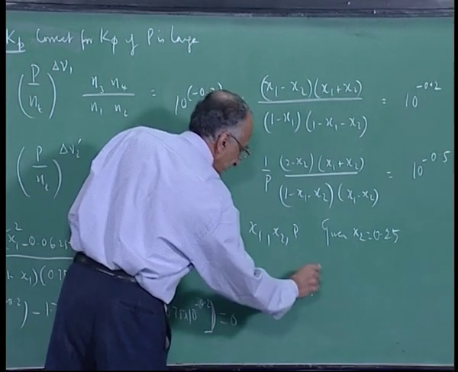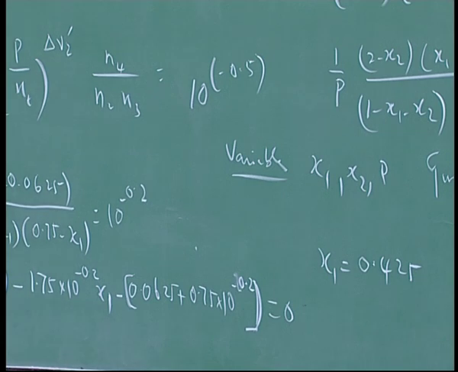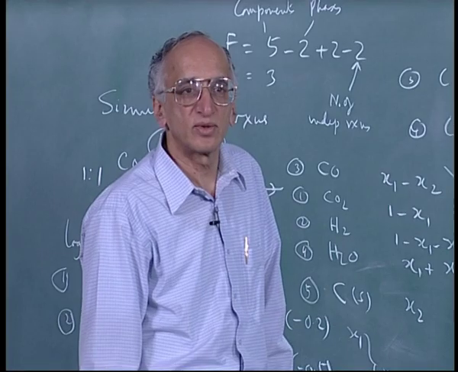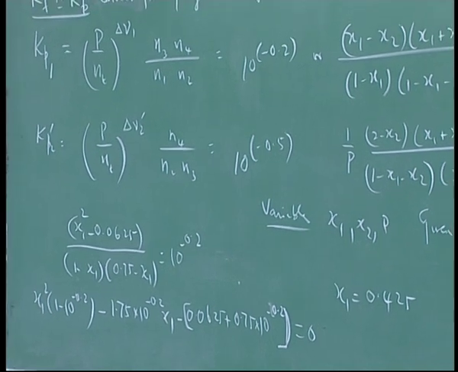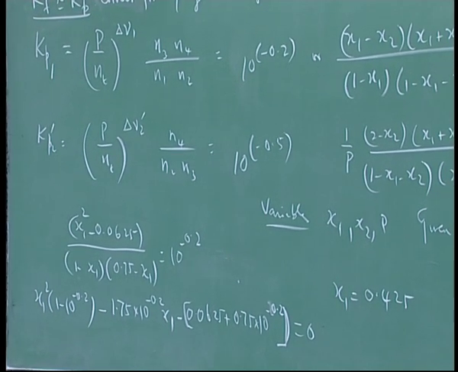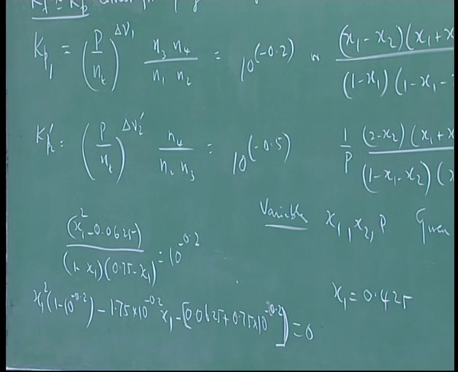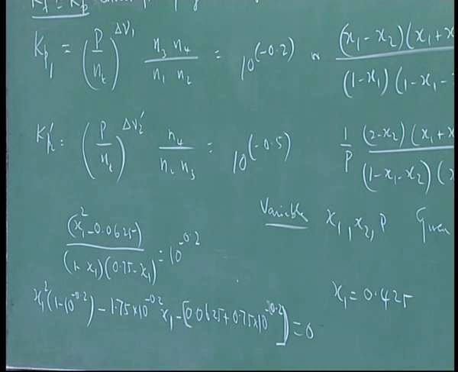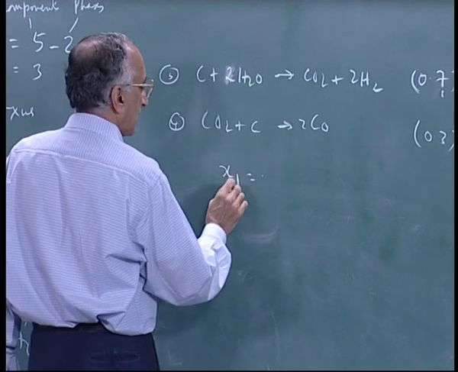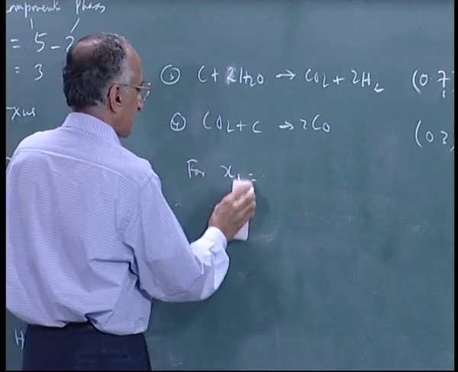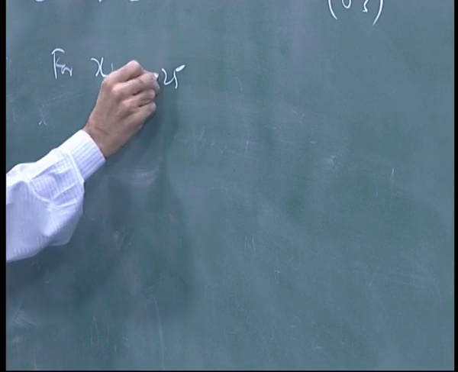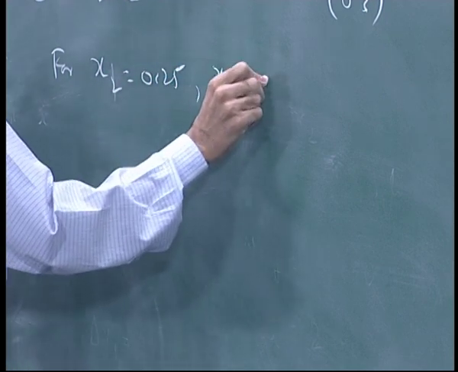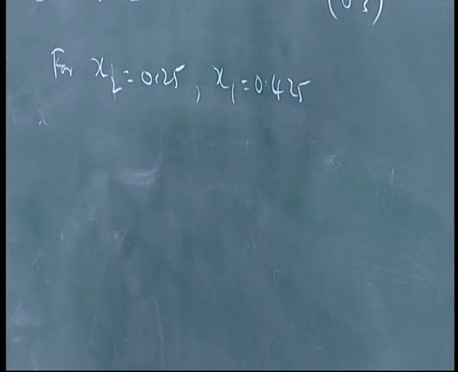Okay, 0.425. That right? There is only one calculator, so you are the final boss. Hoping somebody else would have one. We will come back to degrees of freedom. So, what do you get for P? For X2 equal to 0.25, you have X1 equal to 0.425, and the P you can do.